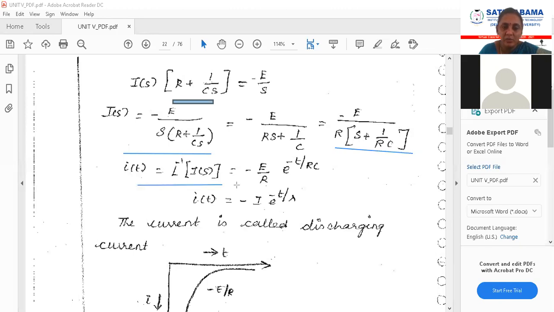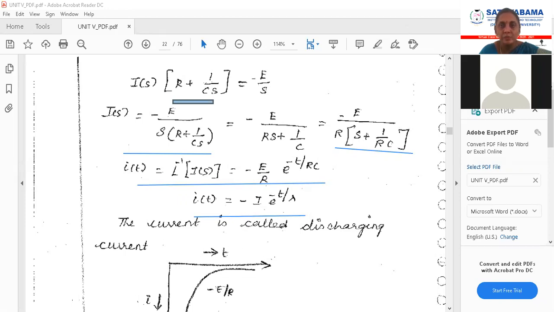So this will be equal to minus E by R e power minus t by RC. Now what is RC? RC is the time constant. You call it as lambda. So you put it here as I of t is equal to minus E into e power minus t by lambda. The current is called discharging current.